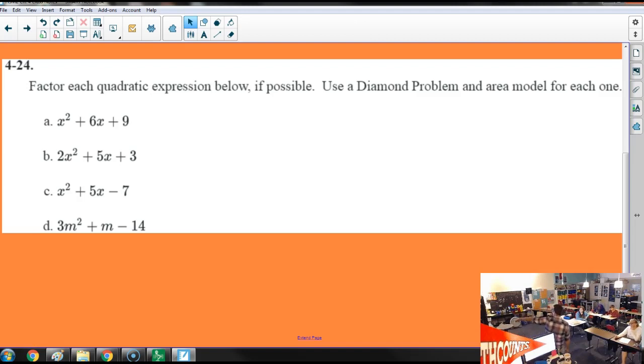Any struggles on A, B, C, D? Oh, I haven't finished. How do you get negative? Do one positive and a negative.